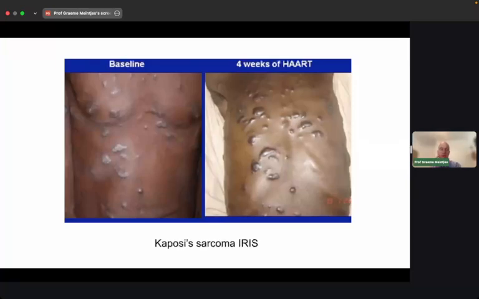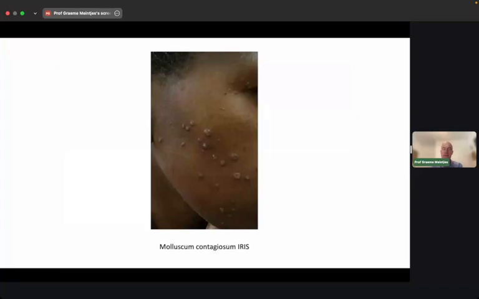And this is just an example from a presentation that I saw from Uganda of a patient who had Kaposi's sarcoma and started ART, and you can see worsening of the Kaposi's lesions and new lesions forming as well. So Kaposi's can worsen as IRIS, and the treatment of this is with chemotherapy for the Kaposi's.